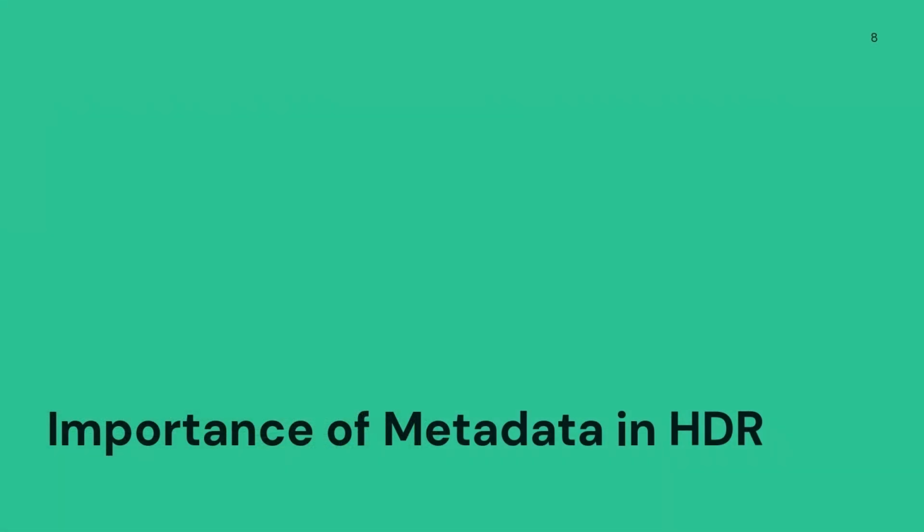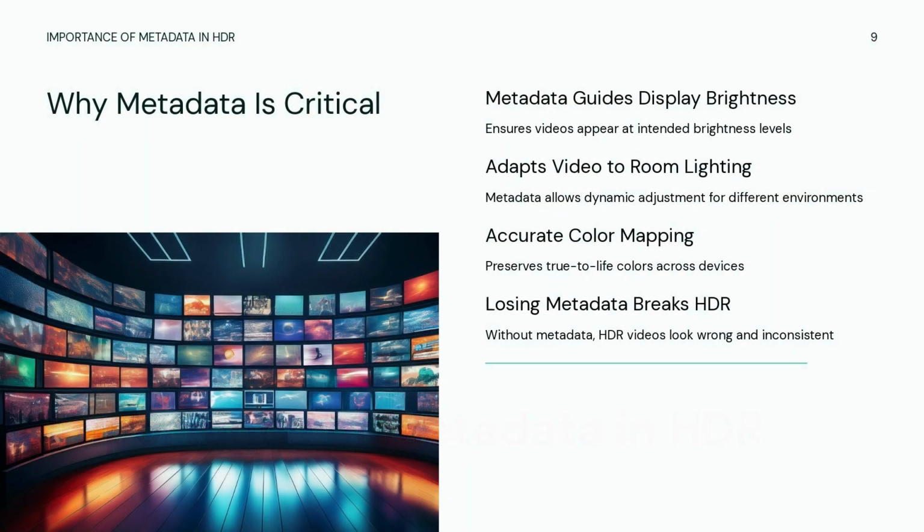Metadata defines how HDR content should appear on screen. It controls brightness, adapts video to room lighting, and preserves accurate colors. When metadata is missing, HDR becomes unreliable. Without metadata, the same HDR video can look completely different. Displays lose guidance on brightness and color mapping. This is why losing metadata effectively breaks HDR.